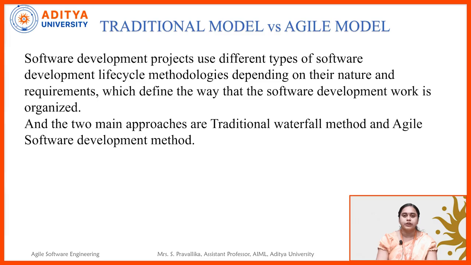Firstly, before we start with the traditional model and the Agile model, let us see what the main difference was. Software development projects use different types of software development lifecycle methodologies depending on their nature and requirements, which define the way that the software development work is organized. So what do these different lifecycle methodologies and models mean? Projects use different types of software development lifecycle methodologies.